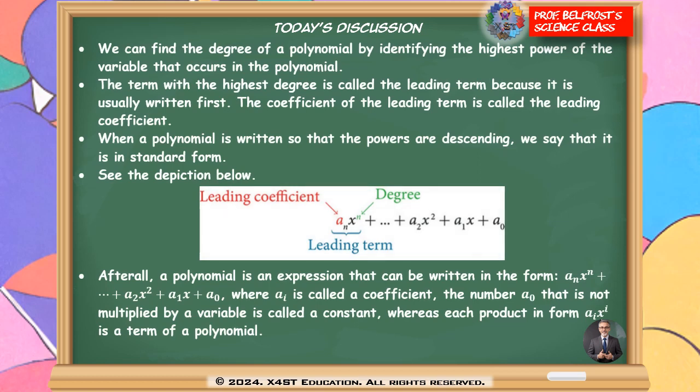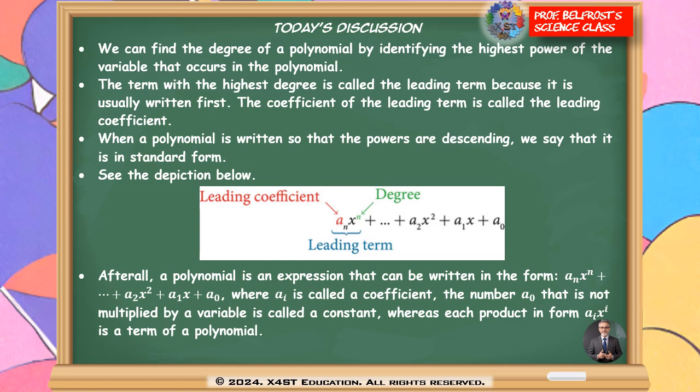We can find the degree of a polynomial by identifying the highest power of the variable that occurs in the polynomial. The term with the highest degree is called the leading term because it is usually written first, and the coefficient of the leading term is called the leading coefficient. This is very clear, okay?